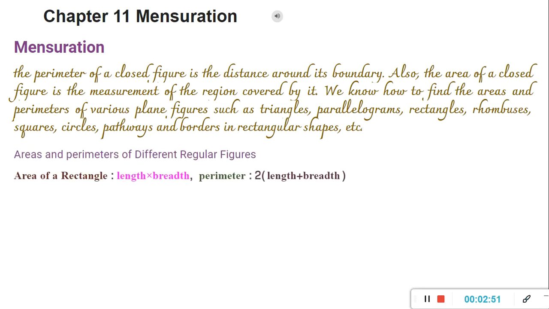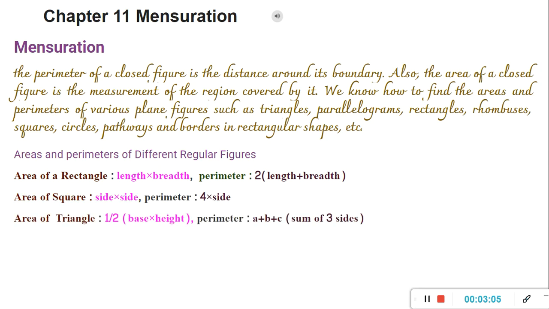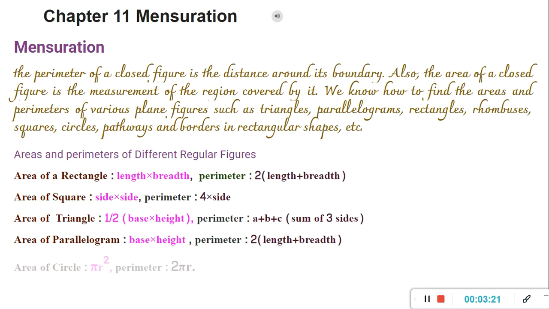First, area of rectangle, that is length into breadth. What is the perimeter of a rectangle? 2 into length plus breadth. In the same way, what is area of a square? Side into side. What is the perimeter? 4 into side. Area of triangle is half into base into height. Then perimeter of triangle is a plus b plus c, the sum of 3 sides. Area of parallelogram is base into height, and perimeter is the same as rectangle, 2 into length plus breadth. Area of circle is pi r square, and perimeter of circle is 2 pi r.